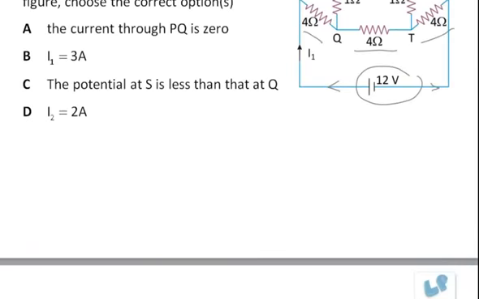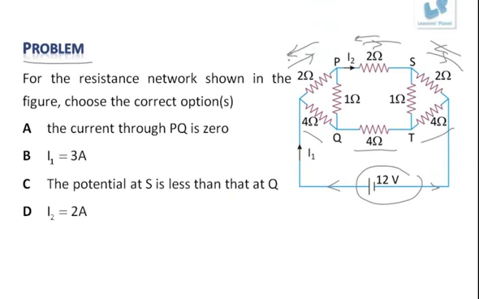Now based on the discussion, let us look at the options that we have. The current through PQ is 0. No current will flow through this because it is equipotential. So this is correct. This current is 3 ampere, that also we calculated. The potential at S is less than that at Q. True, because the potential of Q is 4 volts higher in comparison to point S. And option D is I2 is 2 ampere. This is also correct. So all 4 options are correct.